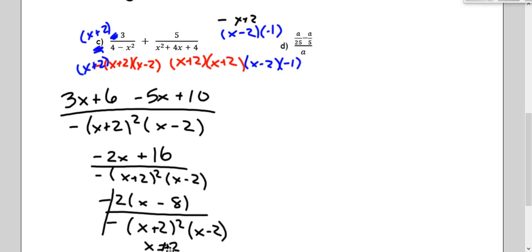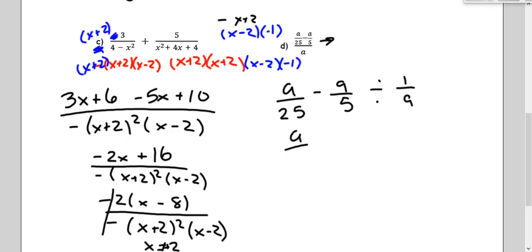Last one. First thing we're going to do is rewrite this guy because I know it looks wild and terrifying. So a over 25 minus a minus 5, divided by 1 over a. First thing we'll do is flip this. So a over 25 minus a over 5, multiplied by a over 1. Identify what we're missing. We're missing a 5, and we're missing a 25.